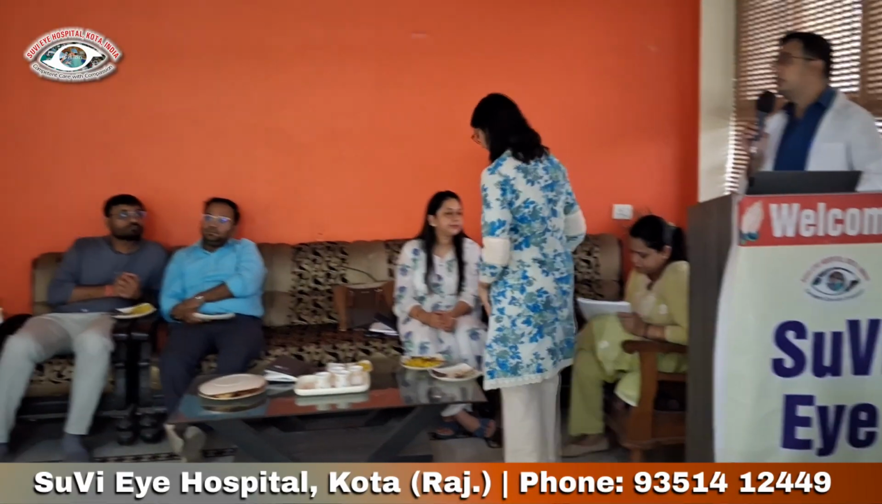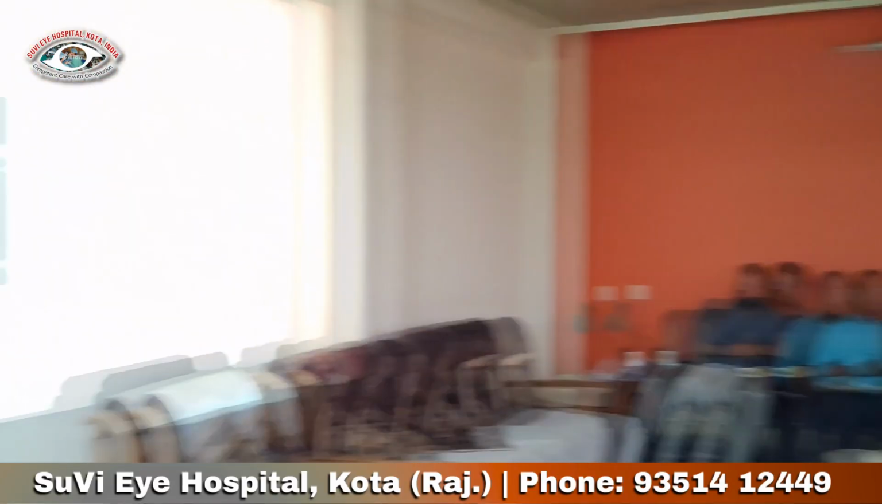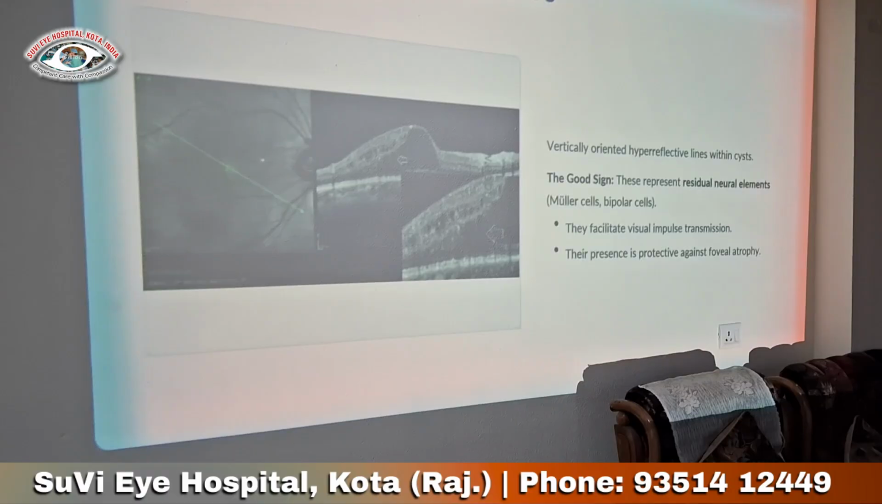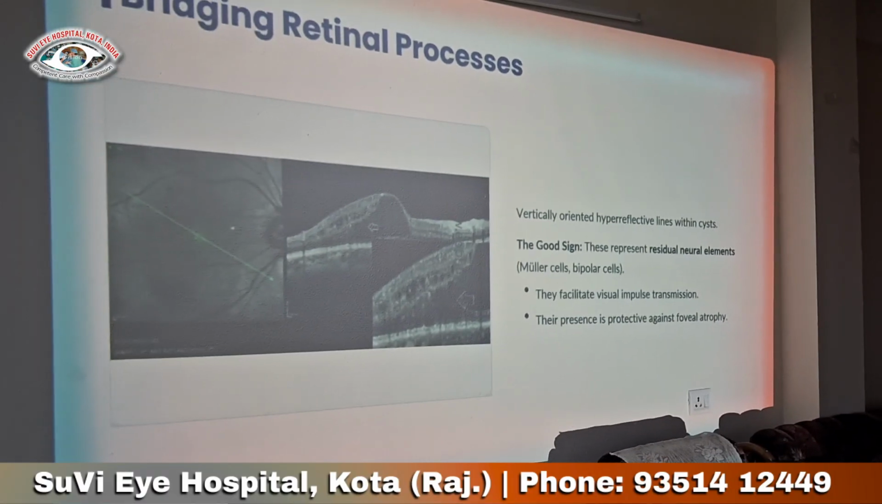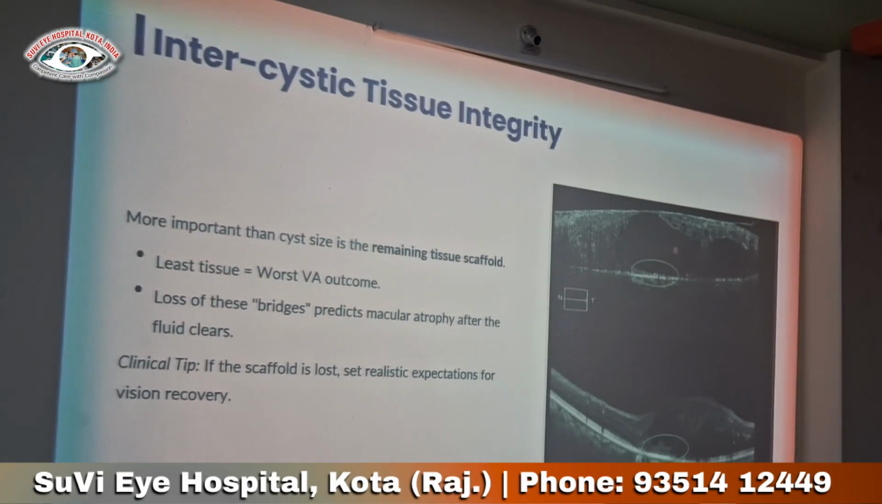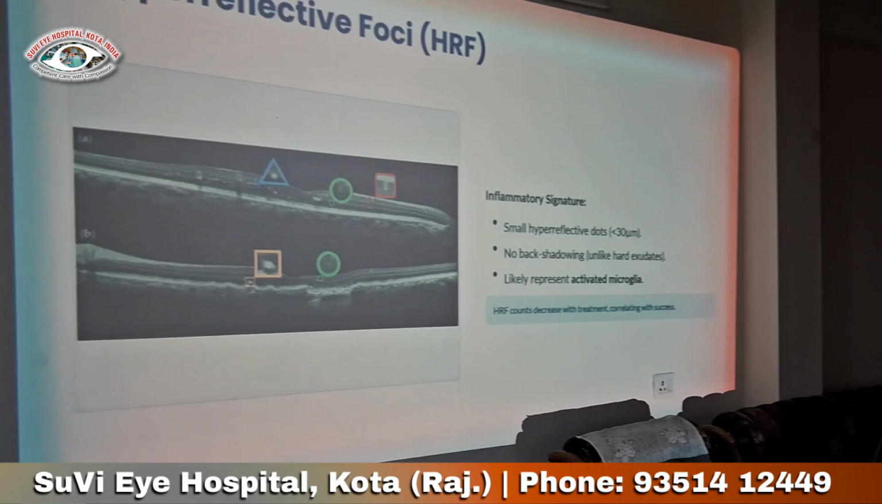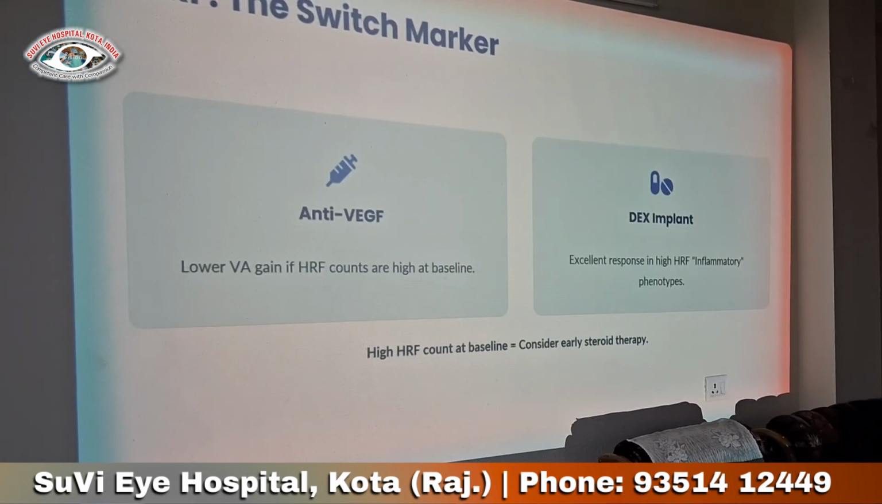Yes, the remnants of amacrine and Muller cells basically. When these connections are there, as Dr. Anshika said, they transmit the impulse from your outer to the inner retina. So they have a good prognosis. The residual tissue, as we pointed out: pearl necklace sign, the drill, ameliorated steroids, hyperreflective foci.